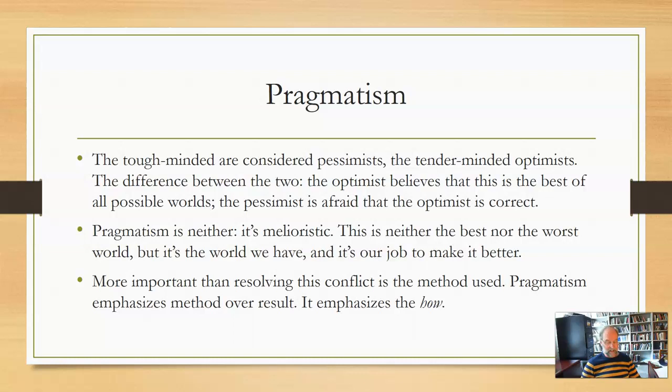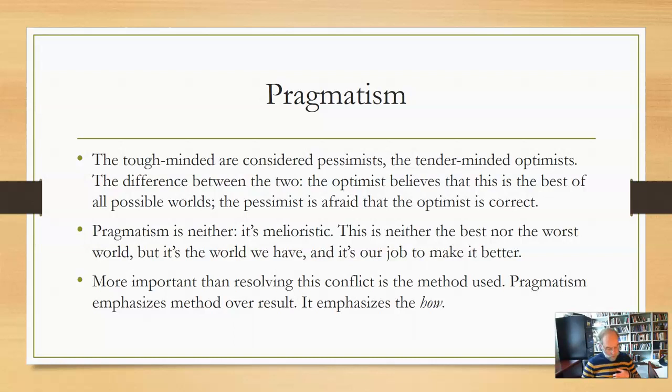Pragmatism is neither. Instead, this is a fancy word for you, it's melioristic. Not pessimism, but meliorism. Okay? This is neither the best possible world nor the worst possible world, but it's the world that we have. We're stuck with it. And our job is to make it better. That's what meliorism is. It's not the best or the worst. It's the world we've got, and our job is to make it better. That's the bottom line. Okay?